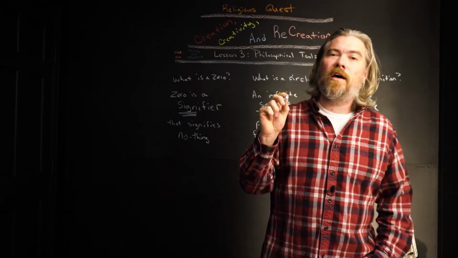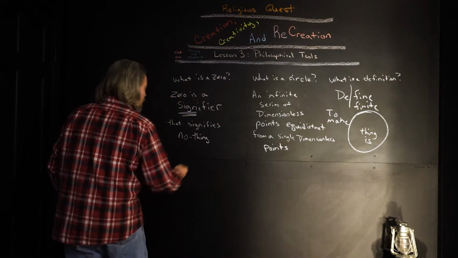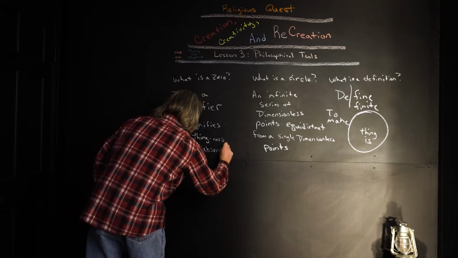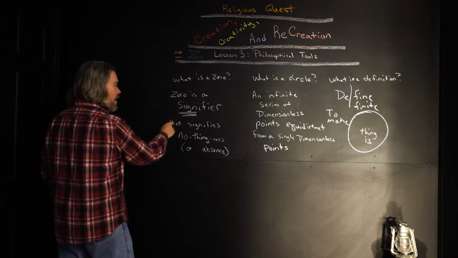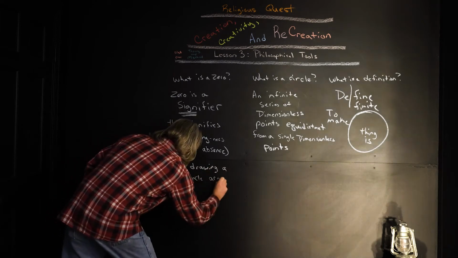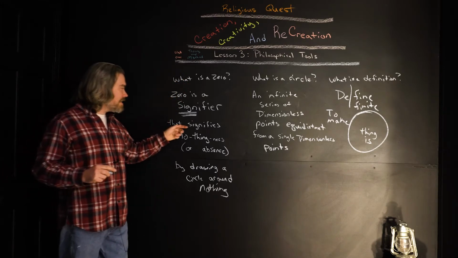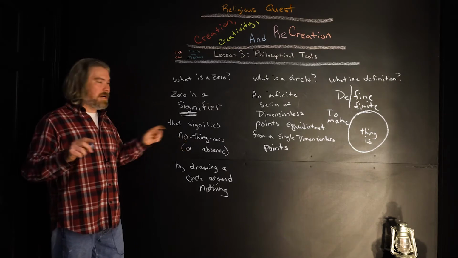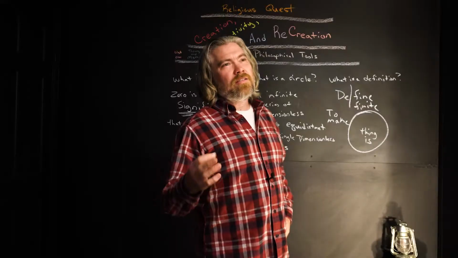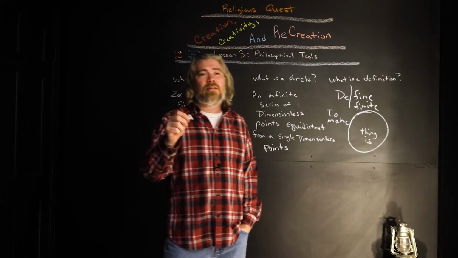Zero is a signifier which signifies nothing or nothingness or an absence, a hole, right? Something that's missing. How does it do it? Zero is a signifier that signifies nothingness or absence. How does it signify nothingness? Signifiers are things that point. Zero signifies nothingness, no thingness, or an absence by drawing a circle around nothing. Easy enough, right? Zero signifies nothingness or absence by drawing a circle around nothing, or by inscribing nothing in a circle.